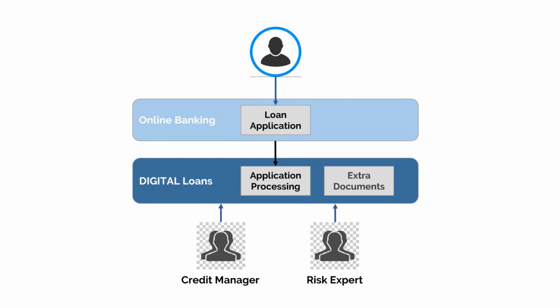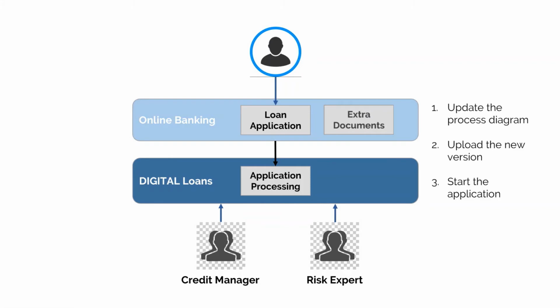So we have seen how to add extra documents, but we want to improve the bank. And the improvement will be such that we would like to move the step for adding extra documents to our online banking. So how to do that? First, update the process diagram. Second, upload the new process version to the system. Third, just start the application.